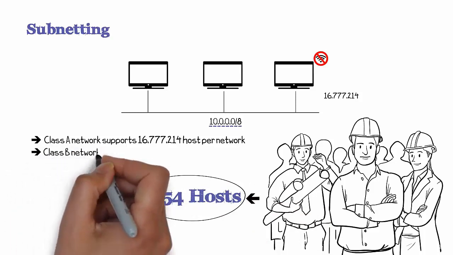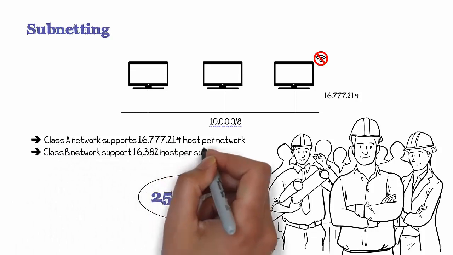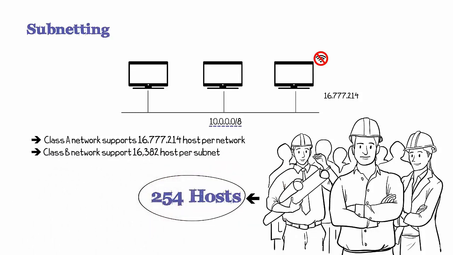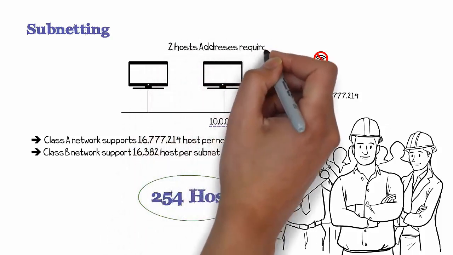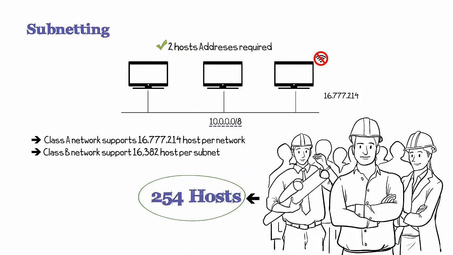Class B networks support 16,382 hosts per subnet, and once again that's far too many hosts on a subnet or network. That segment will not operate properly with so many hosts within that subnet. So once again, we will more than likely subnet down to at least 254 hosts on a subnet. On a point-to-point WAN link, only 2 host addresses are required. So it makes sense to subnet down even further, or subdivide a network down even further, until you only have 2 hosts on that subnet.